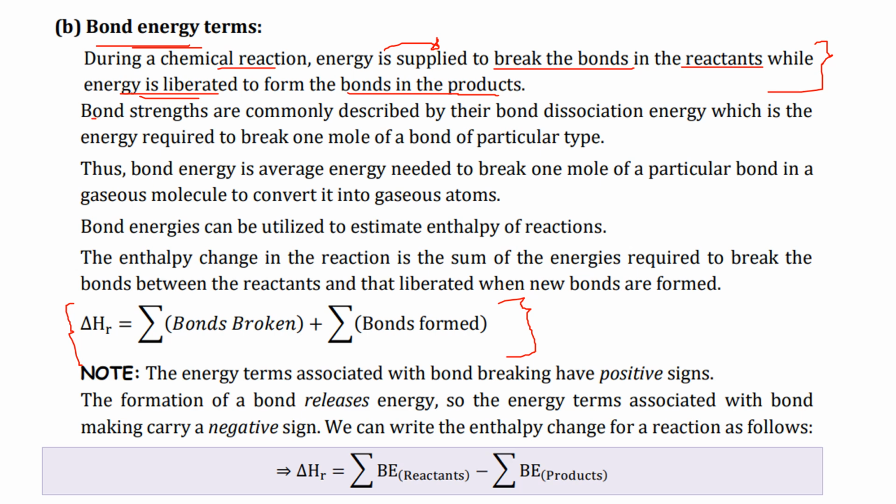So going to bond strength. We looked at the factors that affect bond strength in different reactants and products in the previous video. Bond strength is commonly described by bond dissociation energy, which is the energy required to break one mole of a bond of a particular type. We defined bond dissociation energy in the previous video as the energy required to break one bond present in a diatomic molecule into its constituent gaseous atoms. You should know the definition of bond dissociation energy.